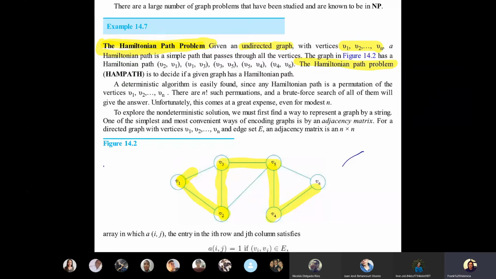So to prove that, what would you do deterministically to know if a graph has a Hamiltonian path? How would you solve this problem with a real algorithm? There are no sufficient and necessary conditions for determining if a graph is Hamiltonian. So the only way is to try all the possible paths. And how many paths are there?